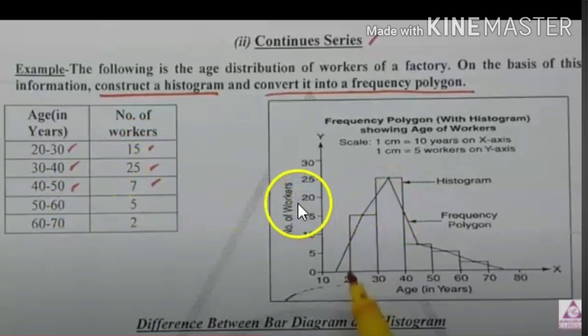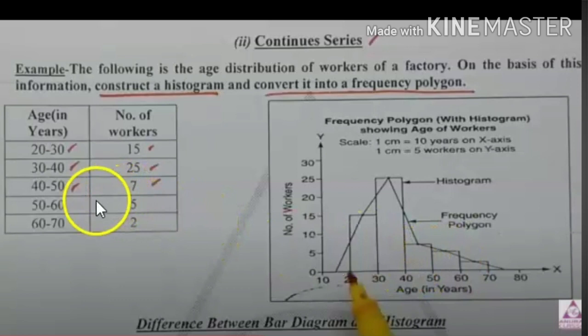So you have to first mark the number of workers on the y-axis and the age on the x-axis. Then you can start from 20 here and mark a histogram, that's 15. Then from 30 here and mark histogram, that's 25. Next you can mark histogram as 40 to 50, 7. Then 50 to 60 it's a 5. Then 60 to 70 it's a 2. Like that you can mark.